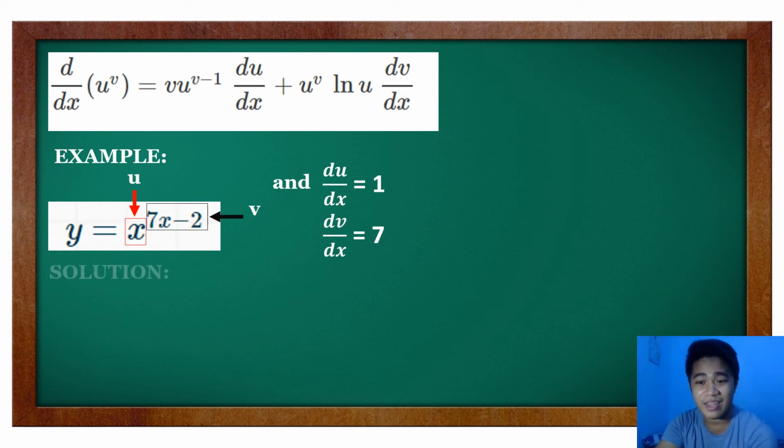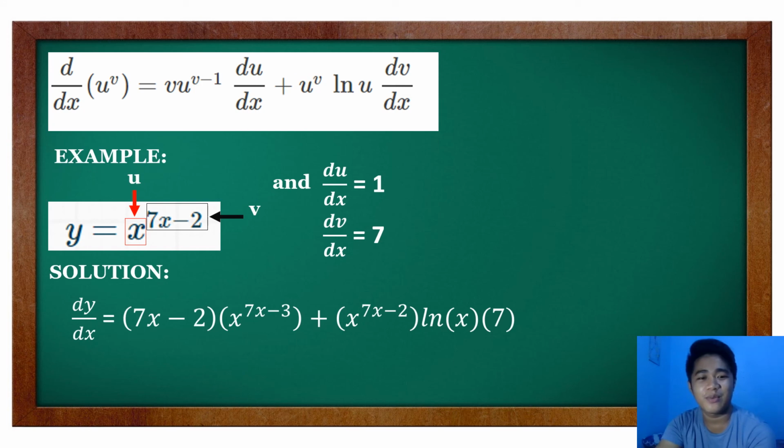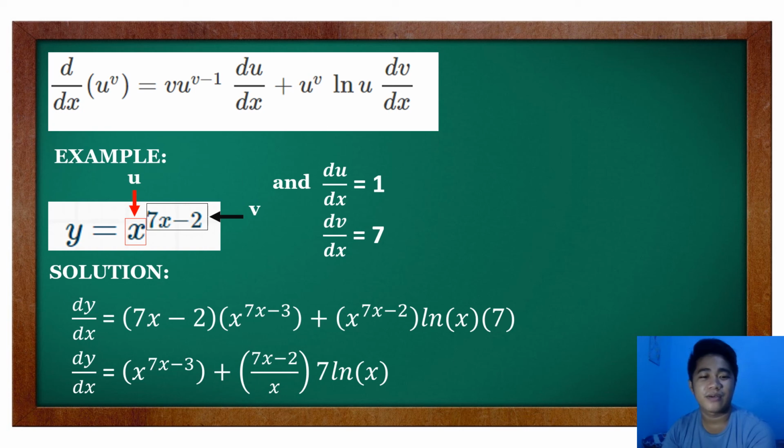So now we are ready to substitute that. In our solution, we just substitute into our formula. So we have 7x minus 2 multiplied by x raised to the power of 7x minus 3, because v minus 1 is 7x minus 2 minus 1, and that becomes 7x minus 3. Plus x raised to the power of 7x minus 2. You just follow the formula there, ln of x, and then multiplied by 7. Alright? So simplifying that, you have x raised to the power of 7x minus 3 plus 7x minus 2 over x, 7 ln of x. Alright, so that is how you simplify the formula, and that is now our answer. So that is just how easy it is.